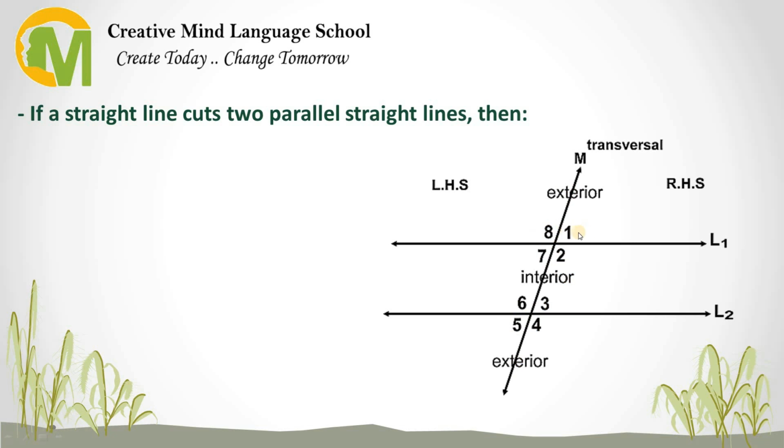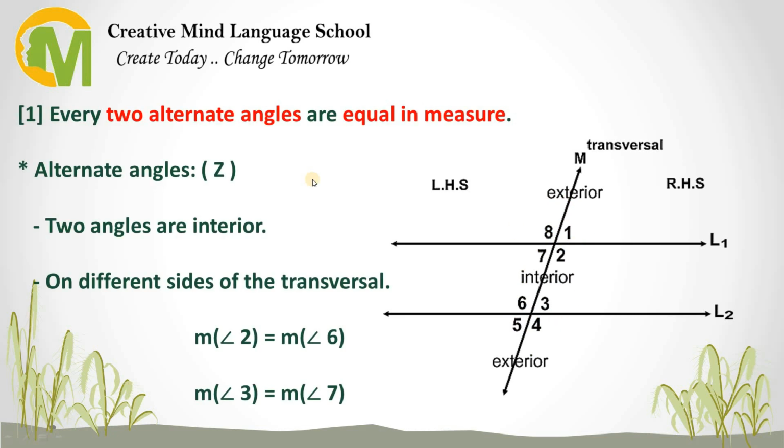We have on the right-hand side 4 angles, 1, 2, 3 and 4. And on the left-hand side we have 4 other angles, 5, 6, 7 and 8. These numbers are randomly written just to show you the 8 different angles formed here. According to the concept of parallelism, we have 3 different rules related to parallelism.